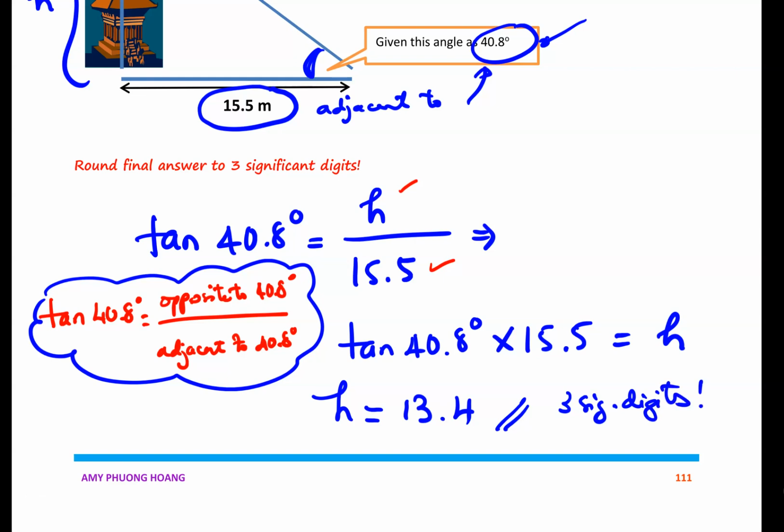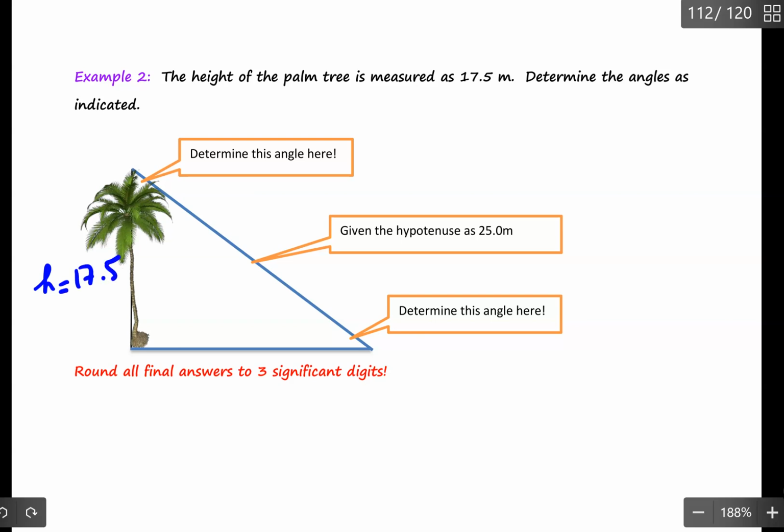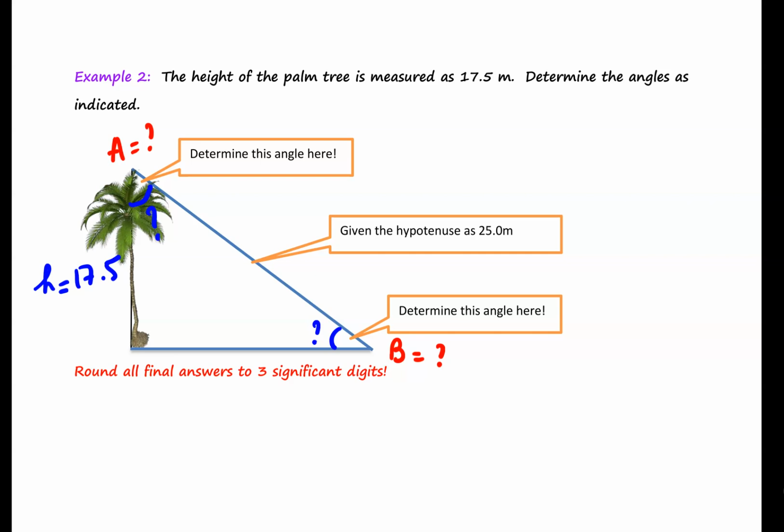Alright, okay. So let's continue on to the next example. This example asks me to find the height of the palm tree. Again, I will have to find the height of the palm tree. No, the height is measured and it's already given to me, 17.5. And determine the angle as indicated. So this angle I have to look for, and this angle I also have to look for. So why don't we label our triangle so that we can distinguish what angles we have to look for. Here we call it angle A, and here we call this angle B. And determine the angle as indicated, and this side is given to me as 25.